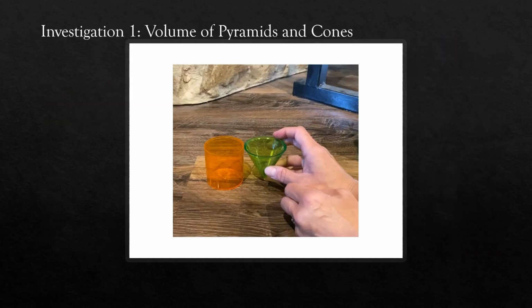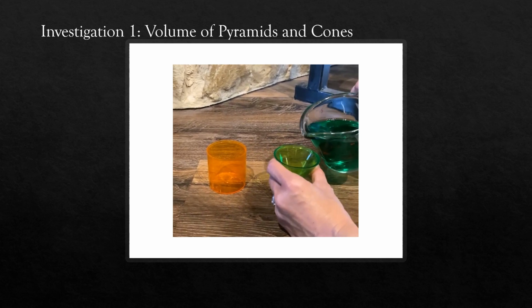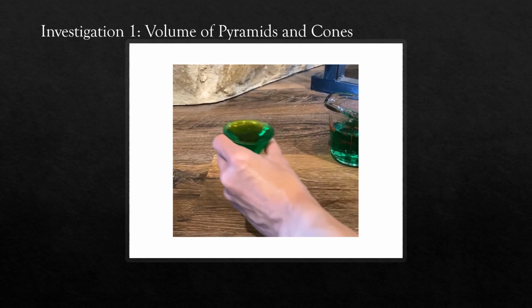Now we have a cylinder and a cone. They have the same circle base and the same height. How many cones does it take to fill that cylinder? 1, 2, 3.